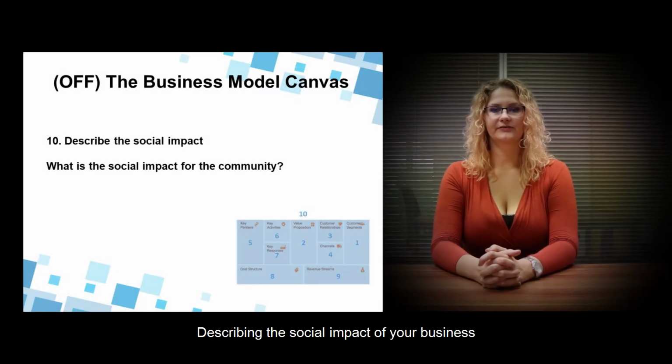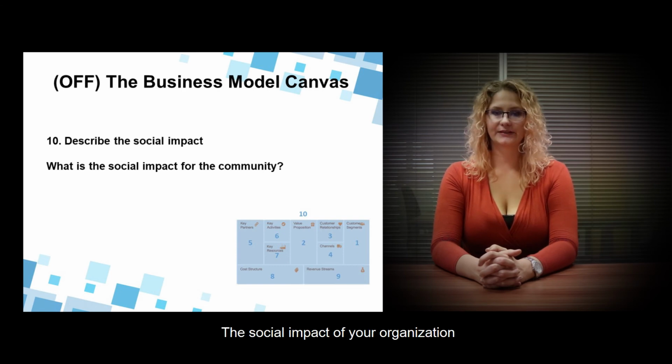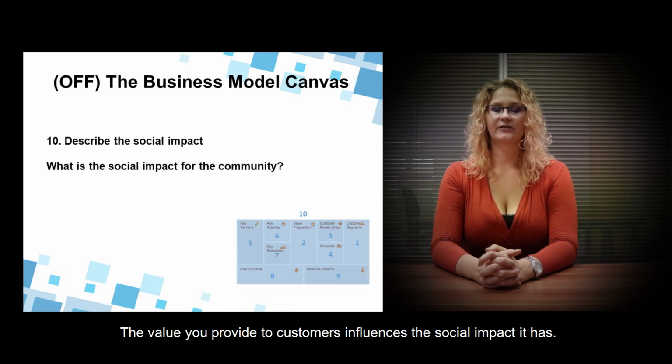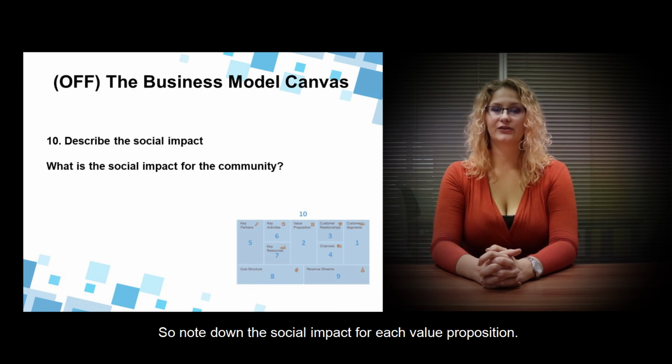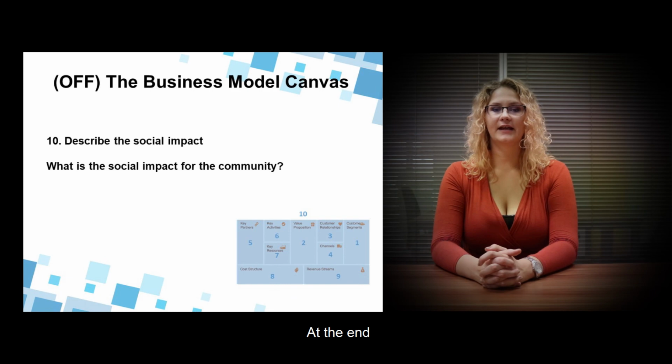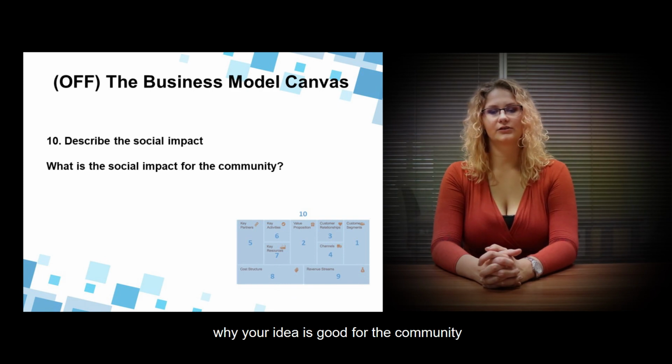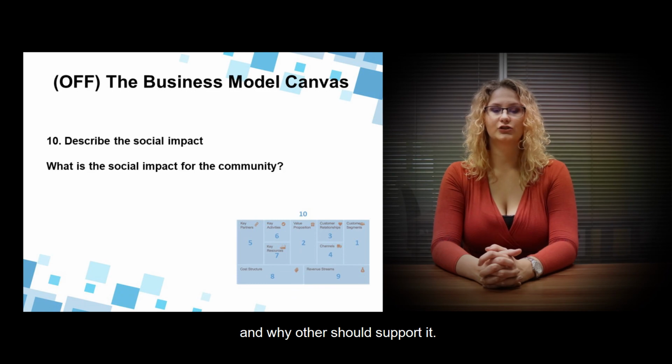Describing the social impact of your business is not part of the business model canvas. However, it is important to understand the factors, how your actions affect the surrounding community. The social impact of your organization goes along with the value proposition. The value you provide to customers influences the social impact it has. So note down the social impact for each value proposition. At the end, this is important to explain why your idea is good for the community and why others should support it.